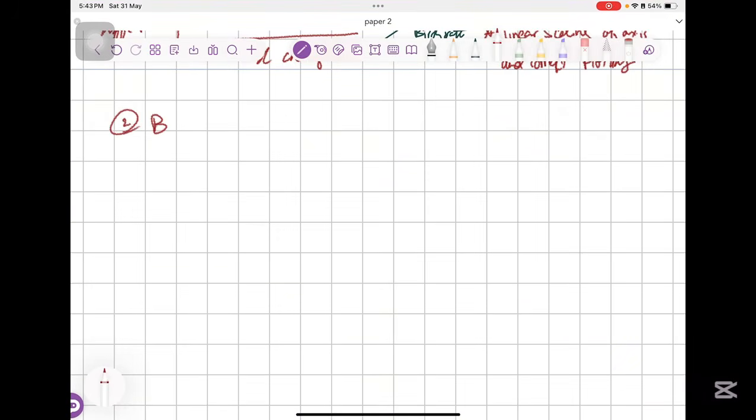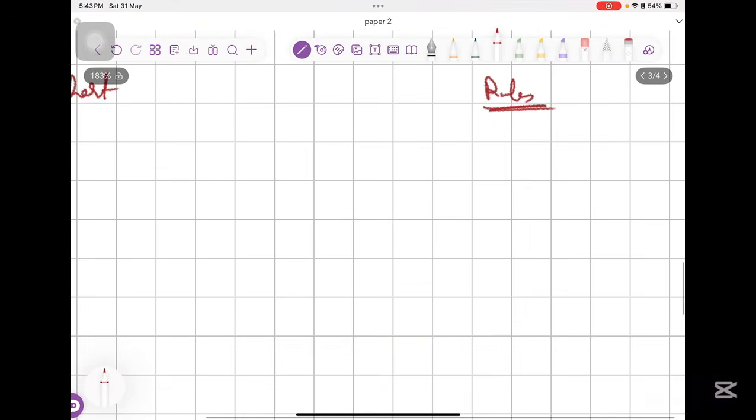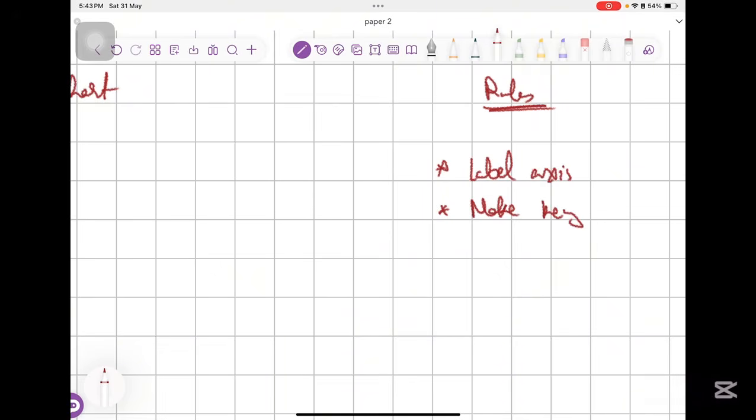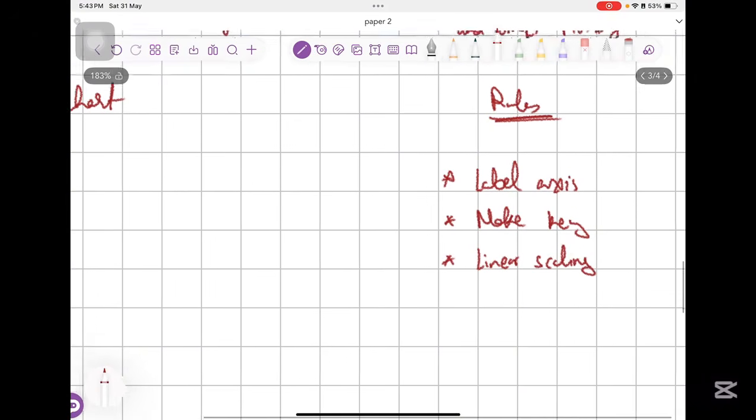Let's go for the bar chart. What are your rules? Let's take a look. Label the axis. Make a key if you need to make a key. Linear scaling. What do I mean by linear scaling?